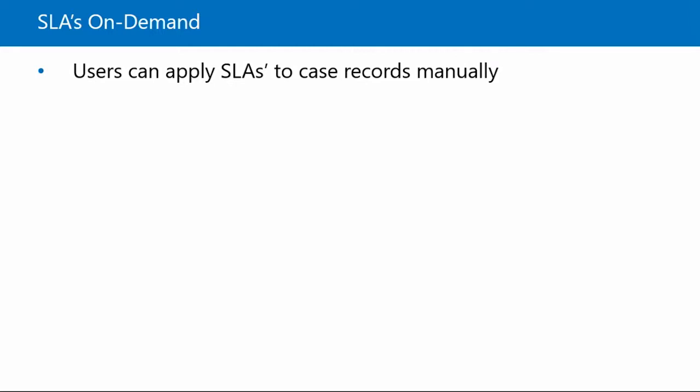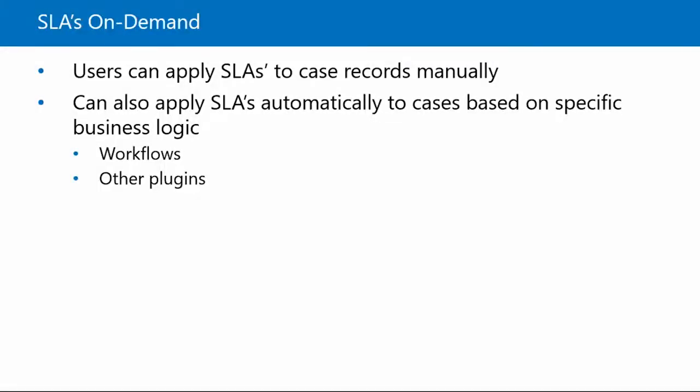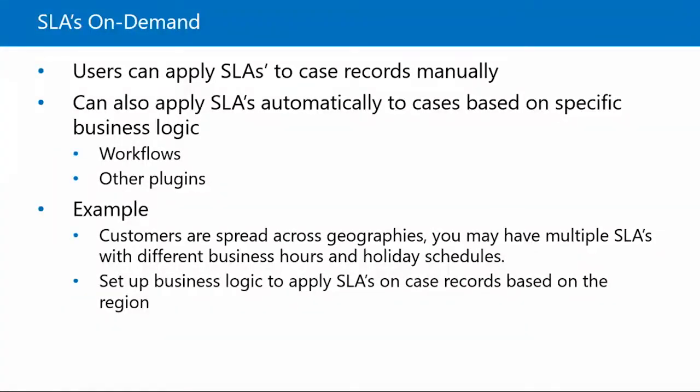Another aspect of working with SLAs is that sometimes you may need to manually apply SLAs to a case record. Now, why might you do this? It's possible where, depending on the nature of the customer or the situation, you might want to engage the SLA for the client. It's also possible to apply SLAs automatically to the cases based on business logic, whether using workflows or other plugins. For example, if your customers are spread across geographies, you may want multiple SLAs with different business hours and holiday schedules. It is possible to set up business logic to apply SLAs on case records based on a customer's region to ensure the SLA time calculation happens based on the correct geography.